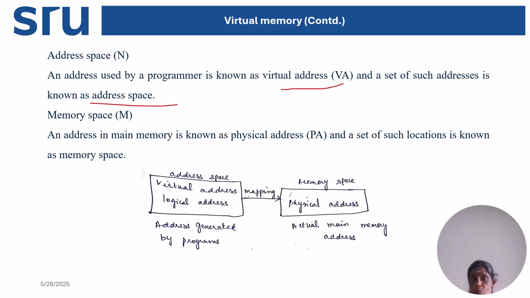An address in main memory is known as a physical address. So it is normal and accessible to the user. But when we are using virtual memory, the memory address will be different. For that, the CPU has to calculate the address of the data. And a set of such locations is known as memory space. So it is address space and it is memory space.